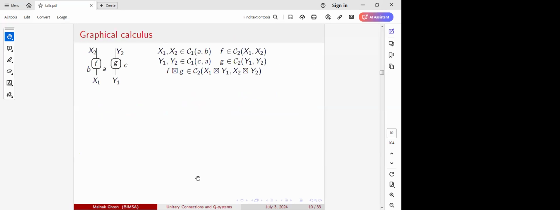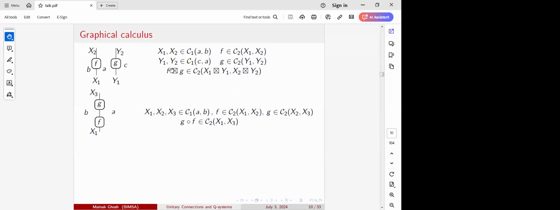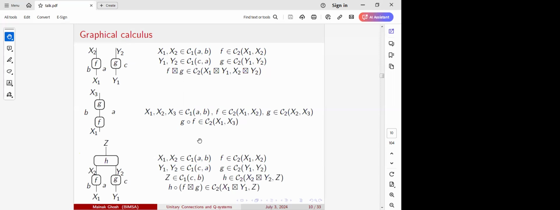Okay. Now suppose we have two 2-cells f and g. Then their tensor product is obtained by placing these boxes side by side. So this diagram will represent the 2-cell f tensor g. Now suppose we have two composable 2-cells f and g, and then the composition is obtained by placing these boxes one upon another. So this diagram will represent the 2-cell g composed with f. And one more additional example. So suppose we have three 2-cells f, g, and h, such that h composed with f tensor g is well defined. Then this diagram will represent the 2-cell h composed with f tensor g. So this is roughly the graphical calculus for 2-categories.